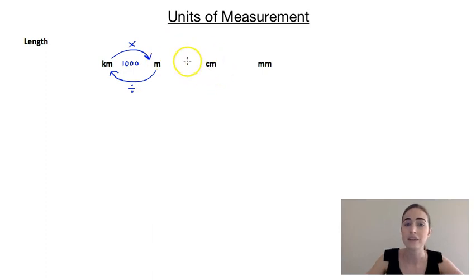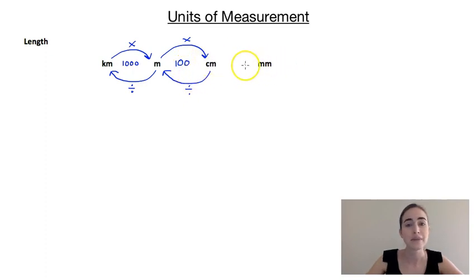Now meters to centimeters, we know that there are 100 centimeters in a meter. Again, if we're converting from meters to centimeters, so from the big unit to the smaller one, we're going to multiply. And if we're going from centimeters into meters, we would divide by 100.